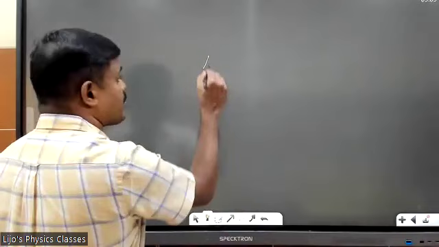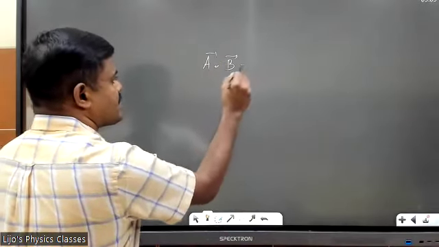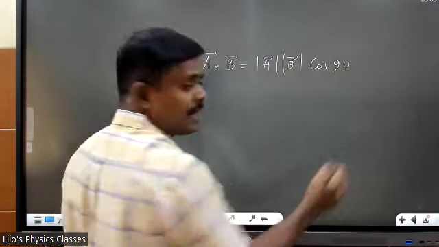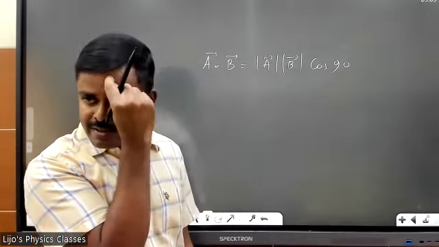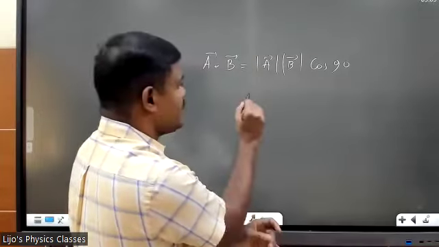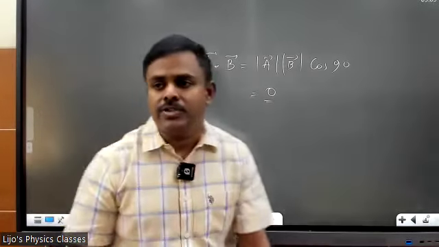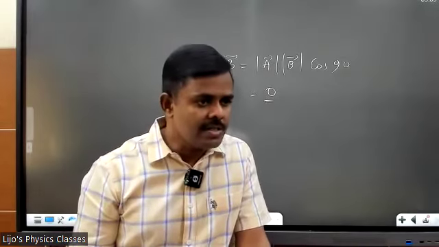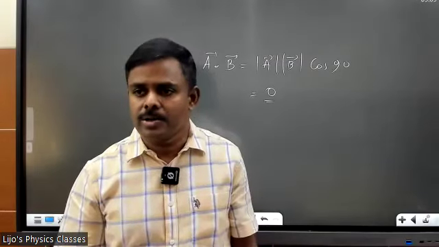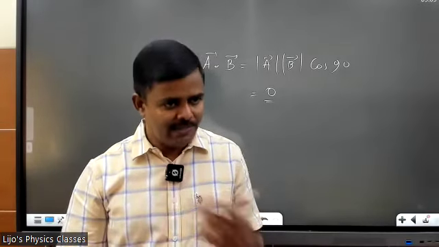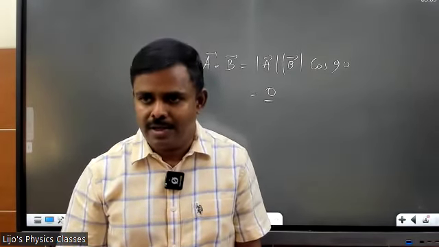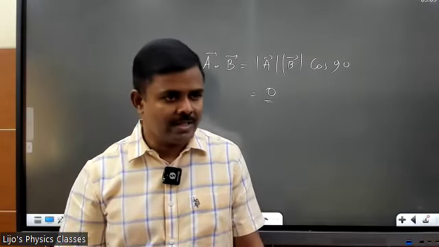What if two vectors are perpendicular? I told you, if two vectors are perpendicular, theta will be 90, right? So cos 90 will be 0. That is how you check for perpendicularity. There was a question once: check whether the following vectors are perpendicular. How do we check? Just take the dot product and see if it is 0. If it is 0, they are perpendicular. If it is not 0, they are not perpendicular. Got it? So that's all about the fundamental ideas. We'll do questions now.